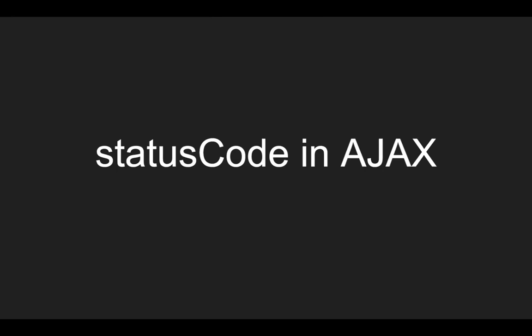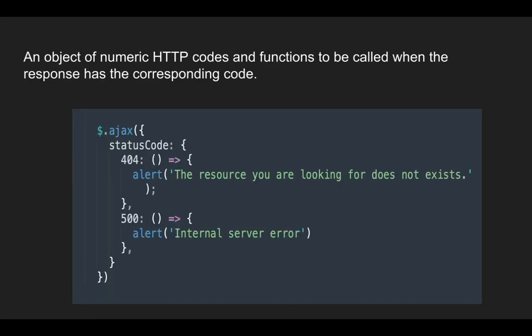Hey guys, welcome back. In this lecture, we will discuss one more option related to AJAX, and that is handling the status code received after the AJAX request is processed. Okay, and the status code is simply an object of numeric HTTP codes and functions to be called when the response has the corresponding status code.